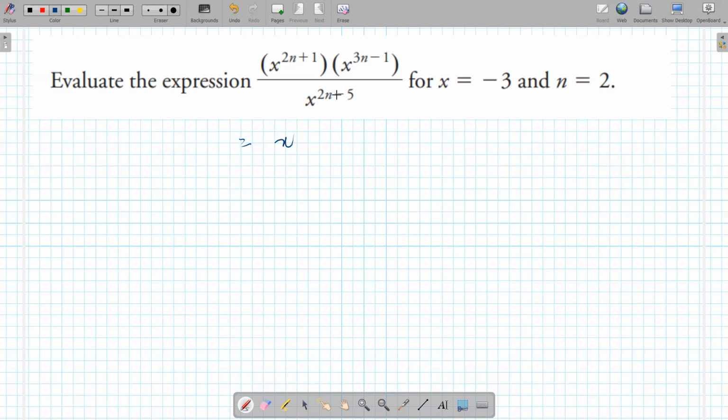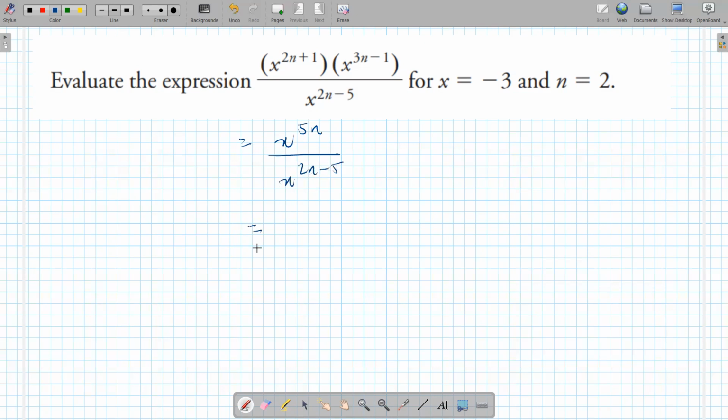What's 2n plus 1 plus 3n minus 1? We're going to add this with this, and that'll be the exponent for the numerator there. It's 5n. 5n, right? And then we have over x to the 2n minus 5.